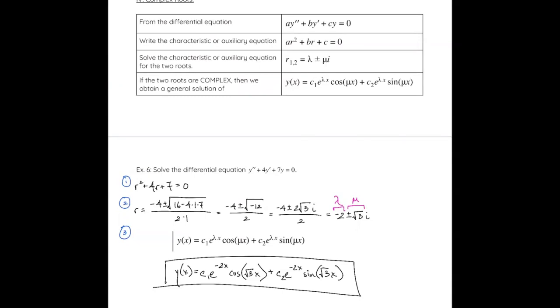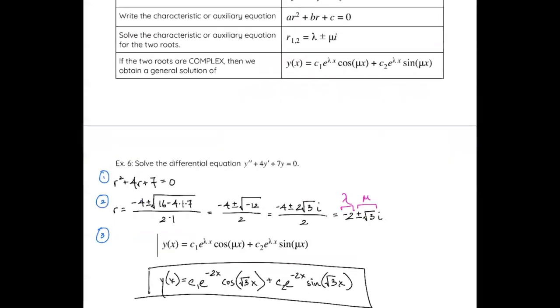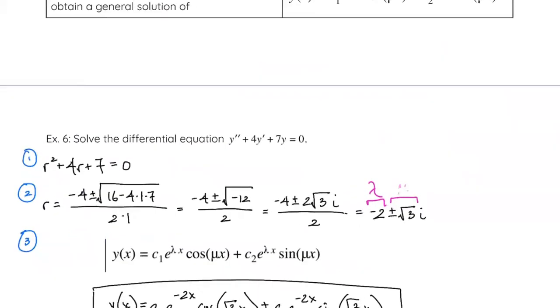Hey, Judy. Yeah, what's up? For the cosine in the general solution, would it be plus and minus the square root of 3x? No, it's just going to be the actual coefficient part. Okay. All right, so thank you. Let me highlight this a little bit better.